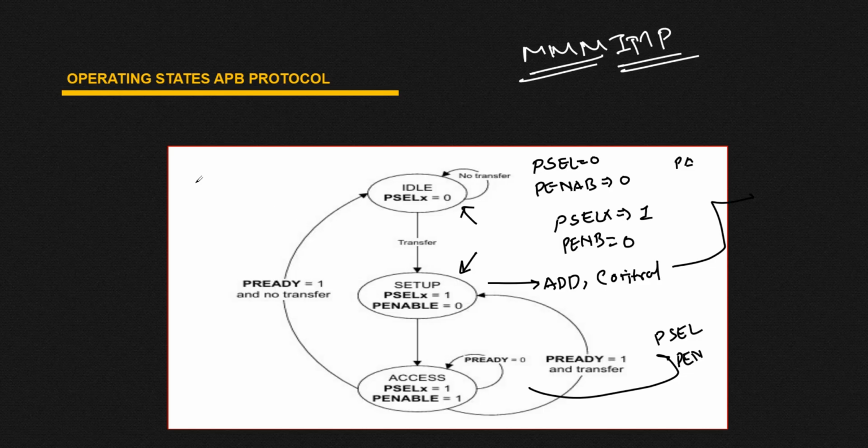Suppose you have multiple transfers, and right now you have completed only one transfer, so you can again go to the setup phase by deasserting your PENABLE. But if you have completed all your transfers, you can deassert both your PSELECT and PENABLE and move back to the idle phase. So I hope it is clear.